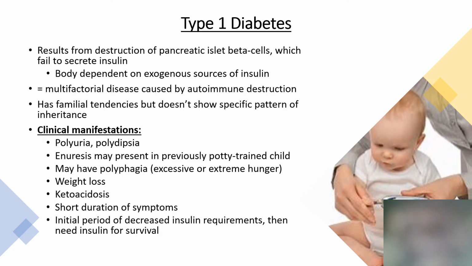How it manifests itself is very similar to how we see it in the adult population. We may see polyuria or polydipsia. They may have enuresis, even though they may have been previously potty trained. They may have excessive hunger. We may note weight loss, ketoacidosis, and an initial period of decreased insulin requirements. But thereafter, they do require insulin for survival.